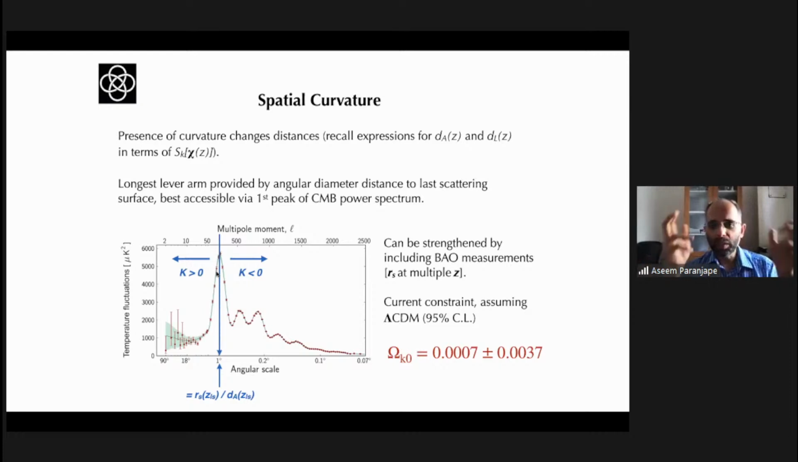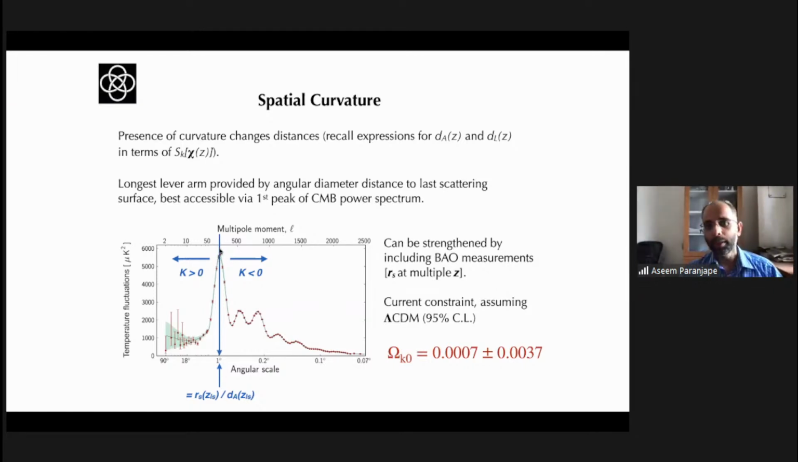Okay, so this physical length scale is now imprinted in the CMB temperature anisotropy pattern. What is shown here is a Fourier transform of the CMB anisotropies, the expectation values, the standard deviation of this Fourier transform. The important thing to take away here is that there is a peak at an angular scale which is measurable.